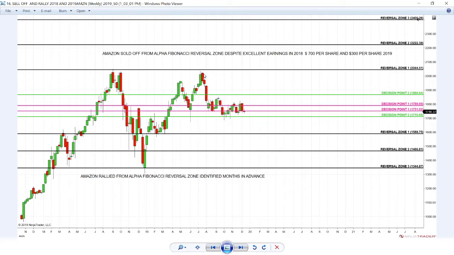Rally reaches Alpha Fibonacci reversals on Amazon, sells off $400 per share, 2019.